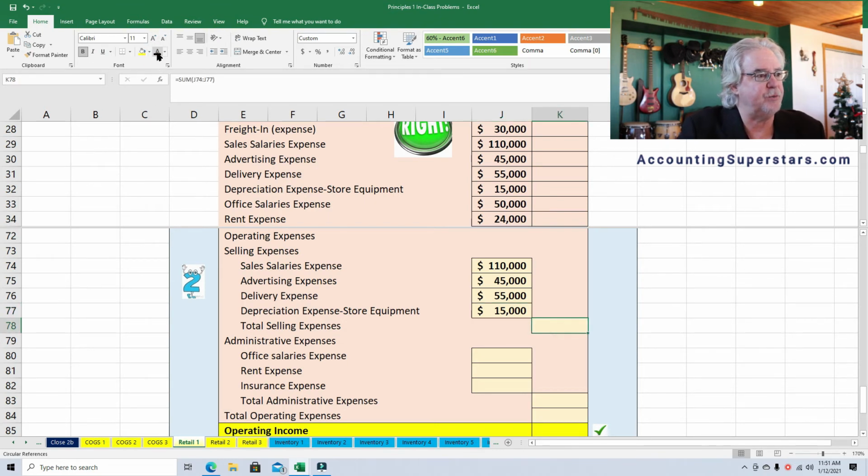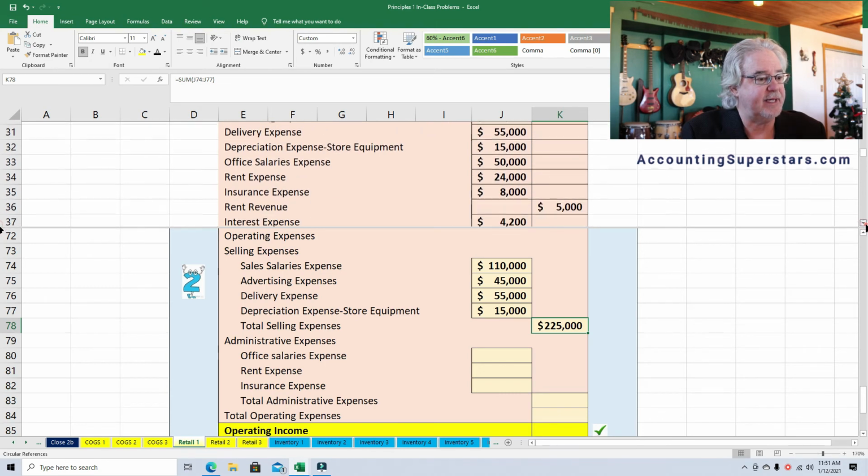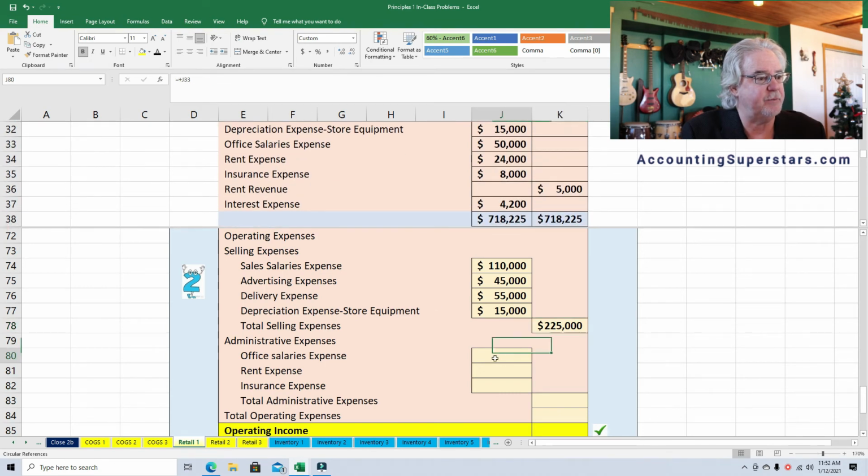And it's really nice to do retail stores in this way because it tells you how much you're spending for marketing and advertising and that kind of thing. And then we have our administrative expenses. So let's go down the list just a little bit.